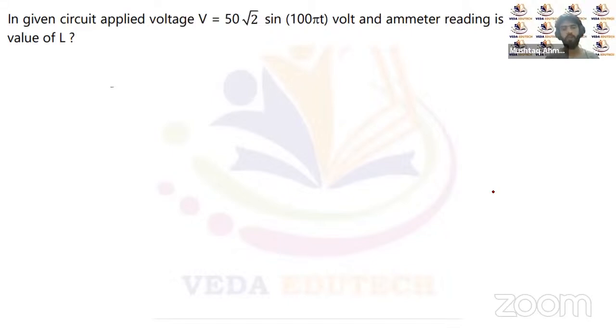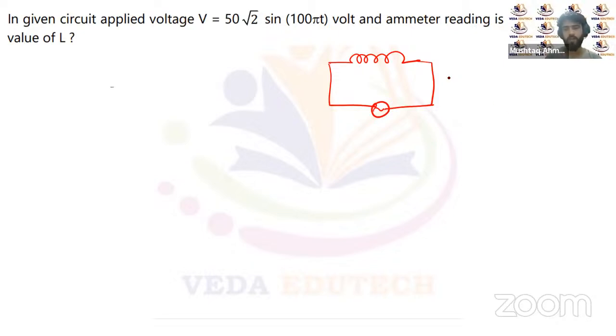In the given circuit, applied voltage V is equal to 50 root 2 sine of 100 pi t volts and ammeter rating is 2 ampere. Then calculate the value of L. So there is some circuit with an inductor in the circuit. Let's suppose this is the circuit and there is some AC supply in the circuit.